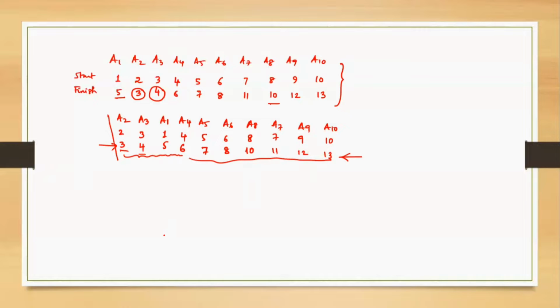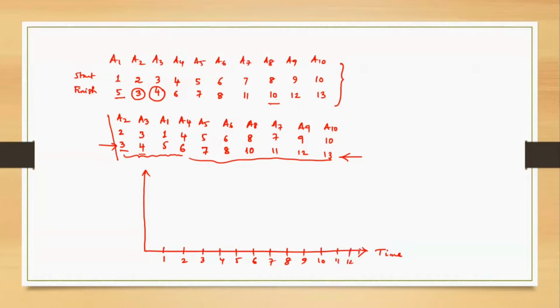So let us plot one graph-like structure by which we can show the scheduling sections. Suppose this is the way to plot the time along the x-axis, and let us make a unit distance of arrangement here: 1, 2, 3, 4, 5, 6, 7, 8, 9, 10, 11, 12, and 13. Let us put the activity along the y-axis and see what actually happens.